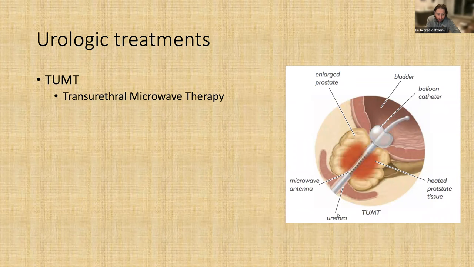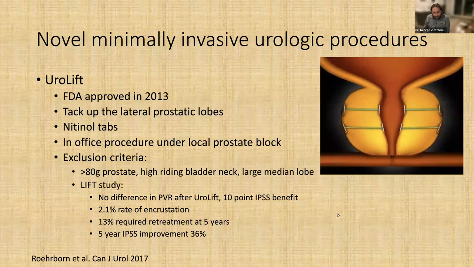UroLift, this is surprisingly gaining a lot of traction. It's pretty novel. I think it involves two procedures. So, kind of like a Y90 that we do, you plan it with a cystoscopy to see where they've got to tack up the prostatic lobes. And then the second procedure is to actually do the tacking. Probably why it's getting so much popularity, you can do it in an office with a local prostate block. It's very, very minimally invasive.